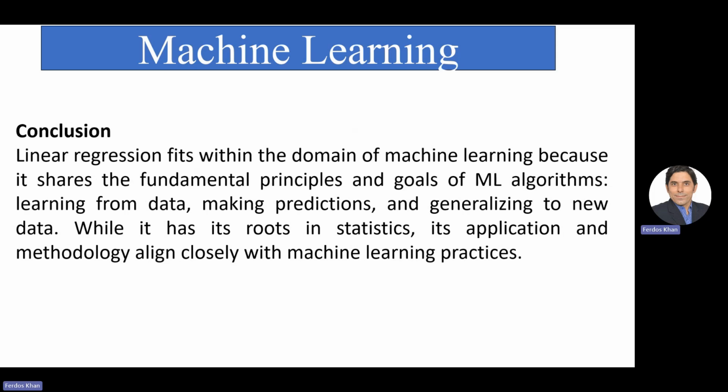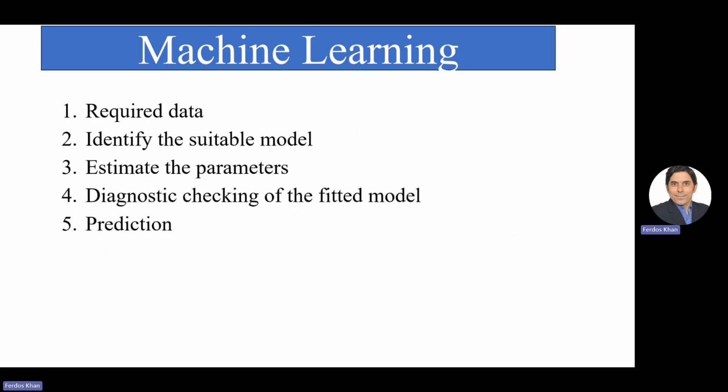Conclusion. This is the general conclusion about how linear regression fits within the domain of machine learning, because it shares the fundamental principles and goals of ML algorithms. We have discussed this already. Machine learning and regression share some points, like learning from the data, making predictions, and generalizing to new data. While it has its roots in statistics, its application and methodology align closely with machine learning practice. So this is something which machine learning requires and also regression requires.